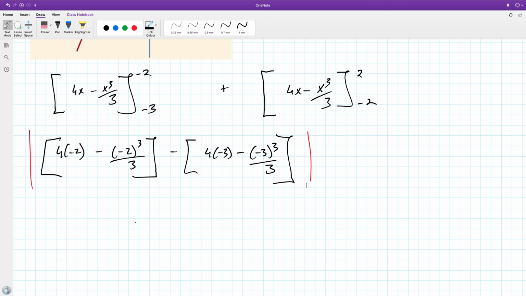So straight into the calculator, probably the easy way, you won't make a mistake there. 4 times minus 2 minus bracket minus 2 to be cubed over 3, minus 16 over 3.